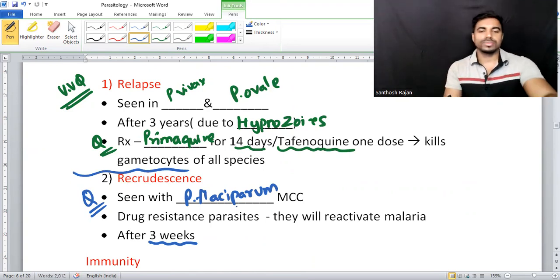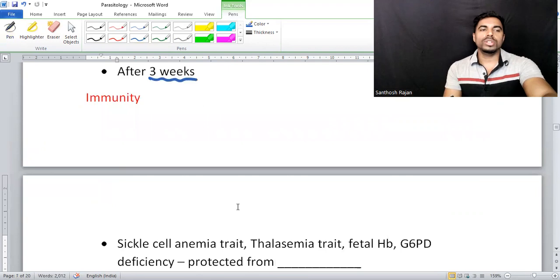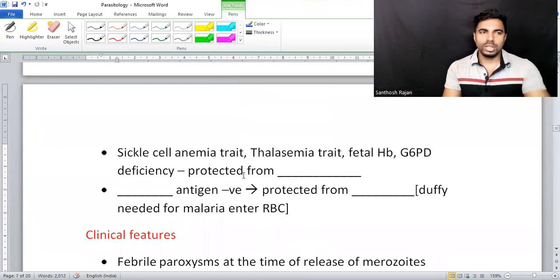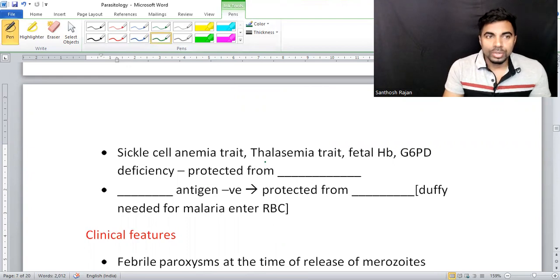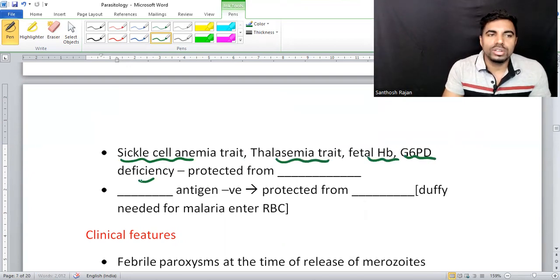Don't forget. Okay, now immunity. Sickle cell anemia gives protection. See, when the patient has sickle cell, thalassemia, fetal hemoglobin or G6PD deficiency, these are conditions where the RBC is abnormal. The RBC becomes abnormal, right? It's not normal. So what happens? It is protected from Plasmodium falciparum.